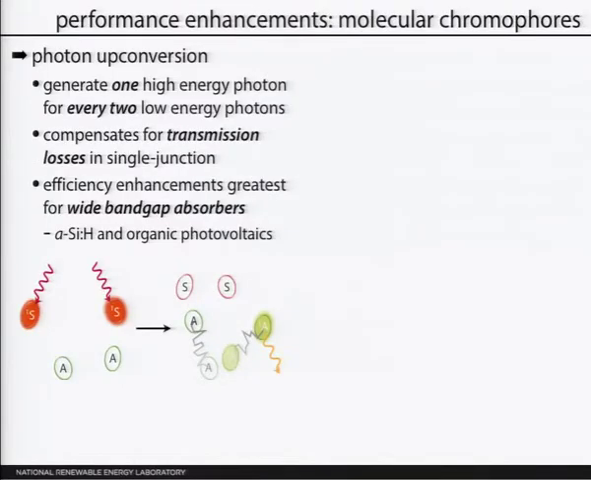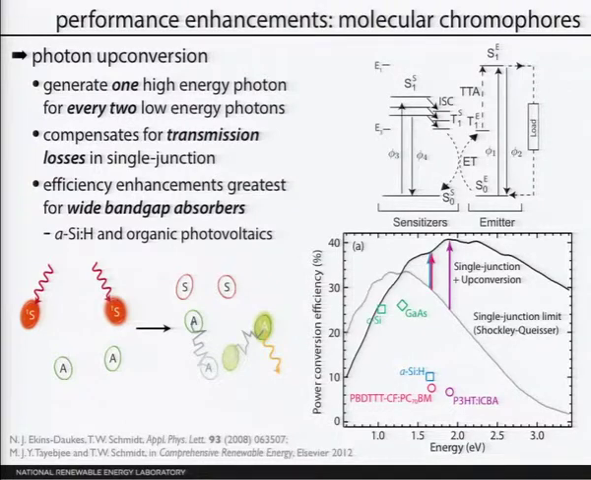In terms of the photon upconversion process, in an ideal system, we'd generate one high energy photon for every 2 low energy photons absorbed. This should compensate for at least some of the transmission losses in a single junction solar cell. And as I'll show you, the efficiency enhancements seem to be greatest for some of the wide bandgap semiconductors, and I've already mentioned amorphous silicon and organic photovoltaic devices.